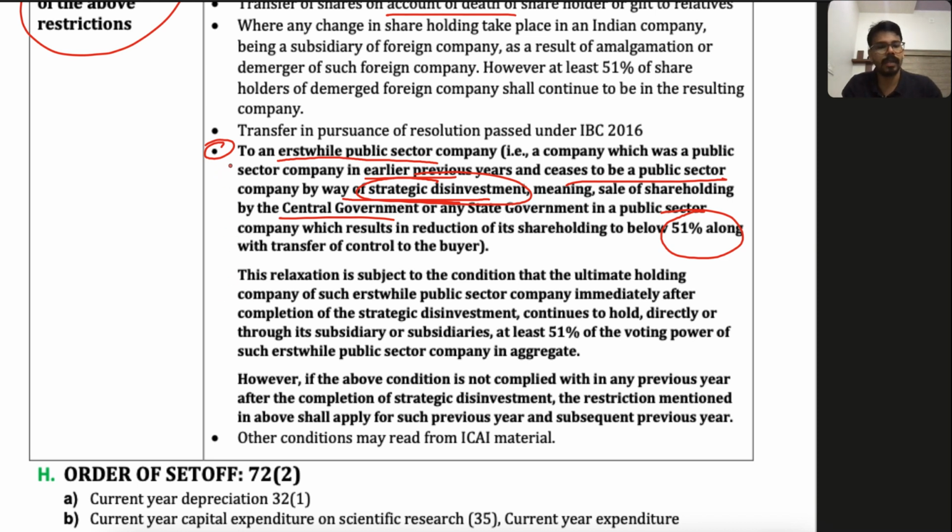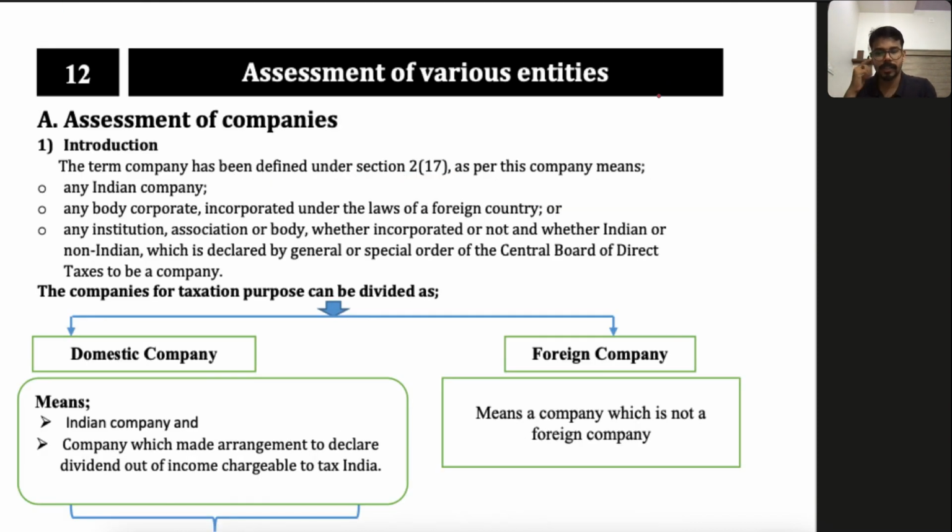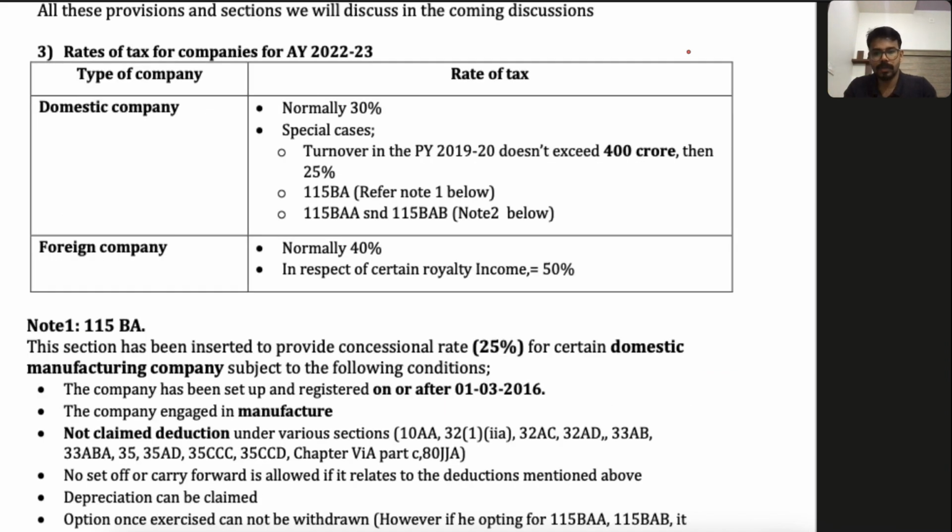So balance you can just read. This is the amendment they have brought in. Okay, so that you have to understand. Then in case of assessment of various entities, assessment of companies, we have, right? So what is the amendment we can see there? There is a small amendment, like 2020-21 you have to make it. Okay, 2020-21 does not exceed 400 crores. I had actually given the correct one earlier; now I forgot to change it here.